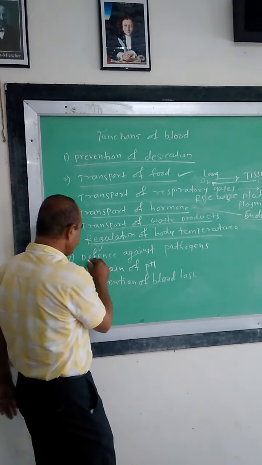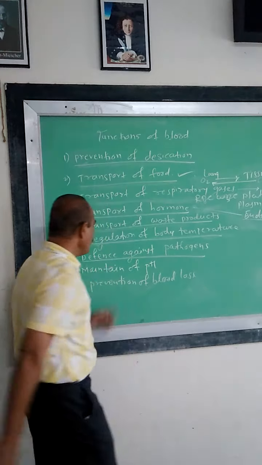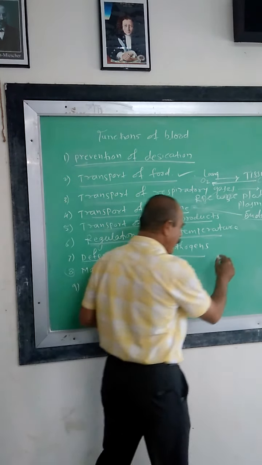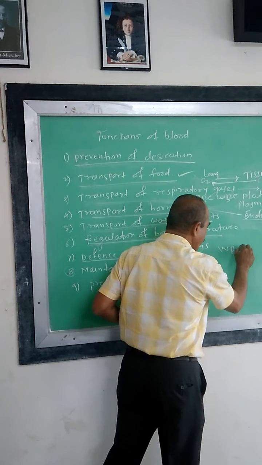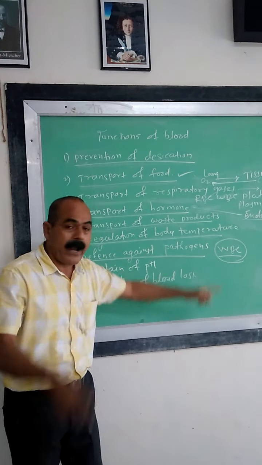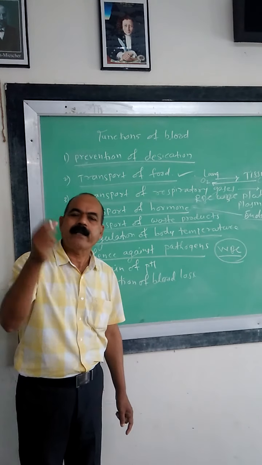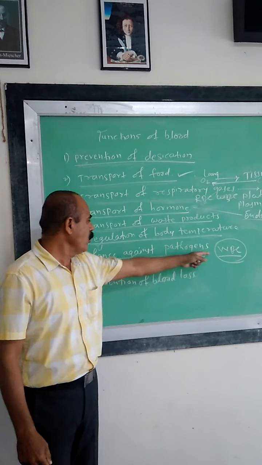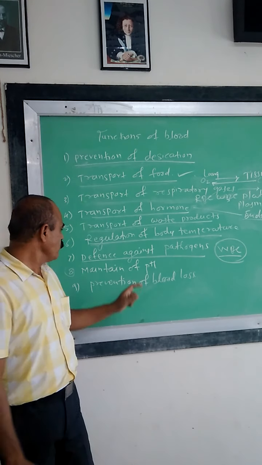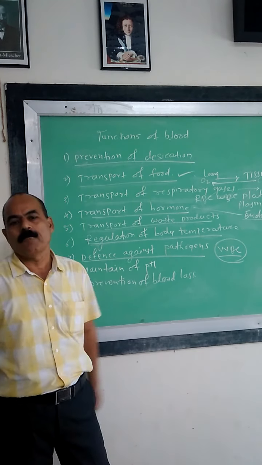The next function is defense against pathogens. You know that in the blood there is the presence of WBC, and WBC are the soldier cells. They attack the pathogens which have entered the blood, which increases the immune power of the body. So this is also done by the blood.